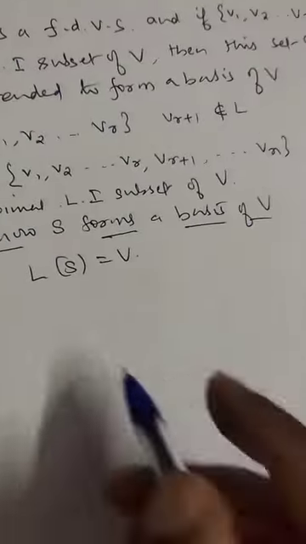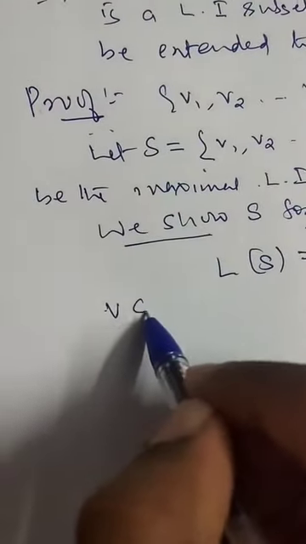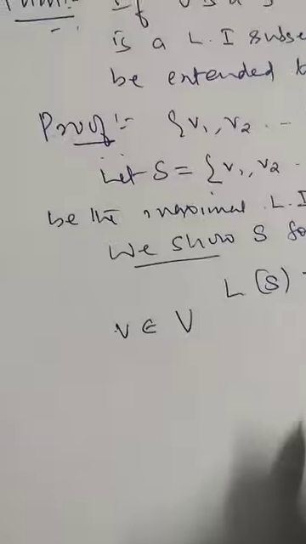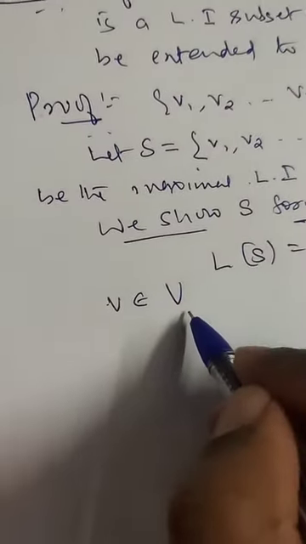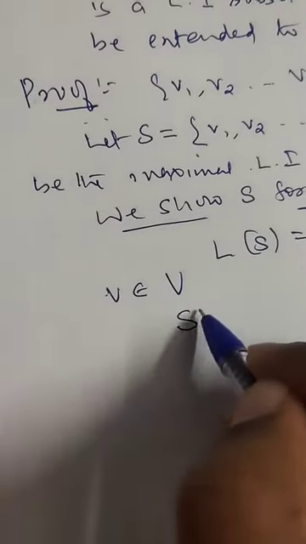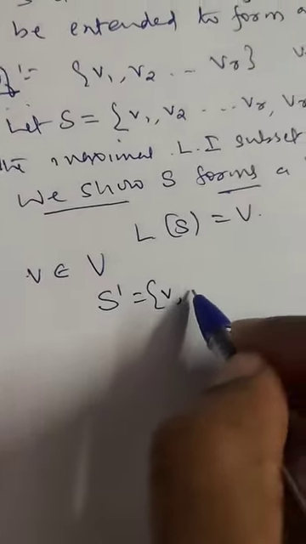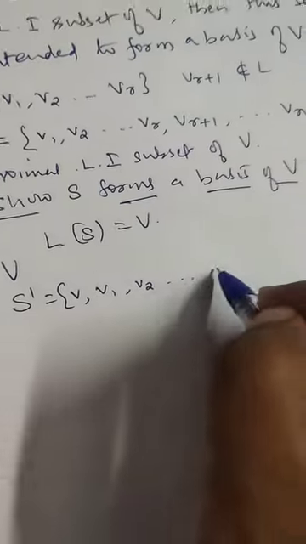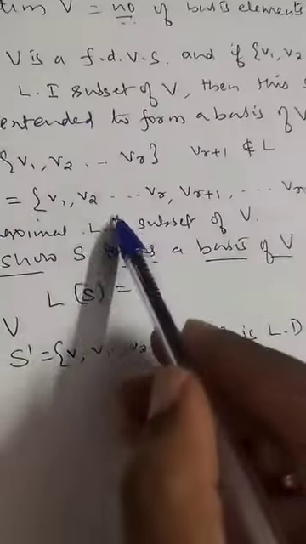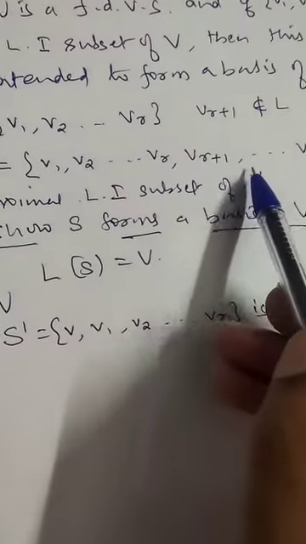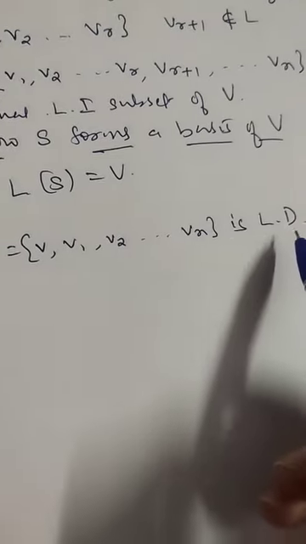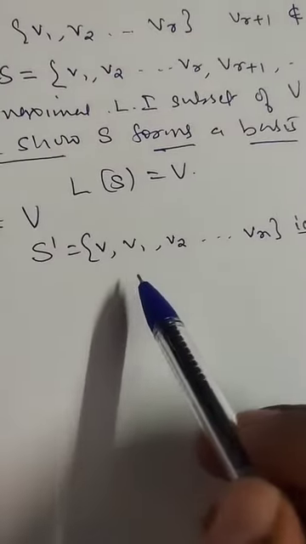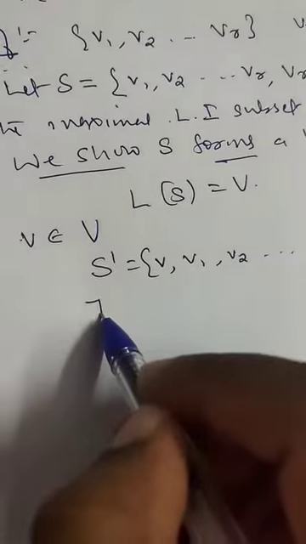Okay. So for this you take some element v belonging to V, a general arbitrary element. Then definitely if v belongs to V, the set S' containing v as well as the vectors v1, v2, etc., vn is linearly dependent, because, as I said, S is the maximal linearly independent set. Therefore if you add a single vector, this set becomes linearly dependent.